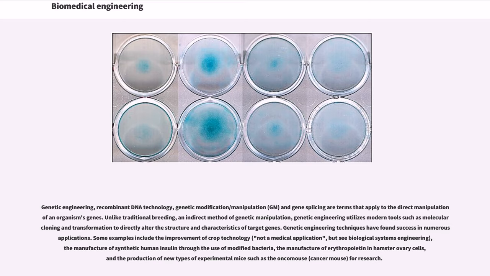Genetic engineering techniques have found success in numerous applications. Some examples include the improvement of crop technology, not a medical application, but see biological systems engineering, the manufacture of synthetic human insulin through the use of modified bacteria, the manufacture of erythropoietin in hamster ovary cells, and the production of new types of experimental mice such as the oncomouse, cancer mouse, for research.